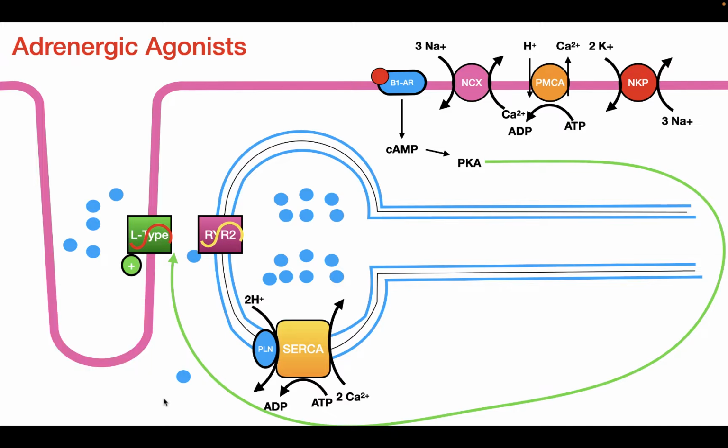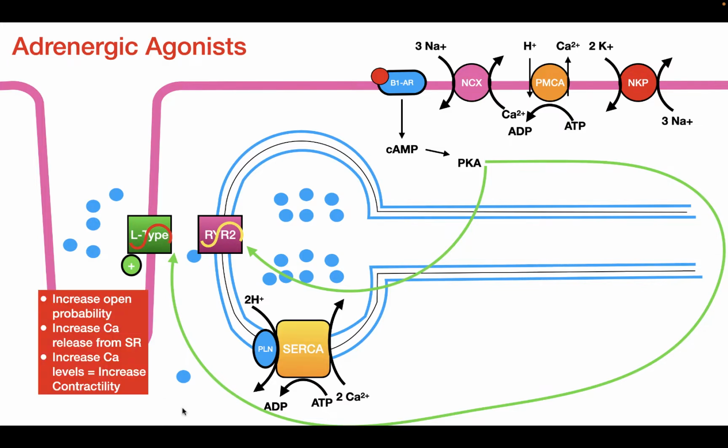So the next thing is going to be through the ryanodine receptors. So the ryanodine receptors, when you phosphorylate these things, is going to increase the open probability of these channels, which therefore increases the amount of calcium released from the sarcoplasmic reticulum, which therefore increases calcium levels and increases contractility.